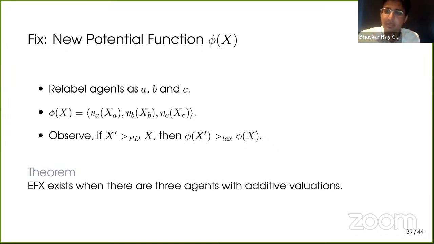But coming up with these update rules to show that you can find an allocation where agent A is better off is very tedious and very technical. And I'm not covering that as a part of this talk.